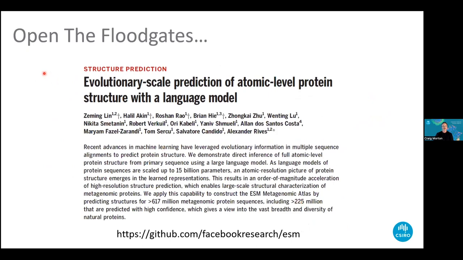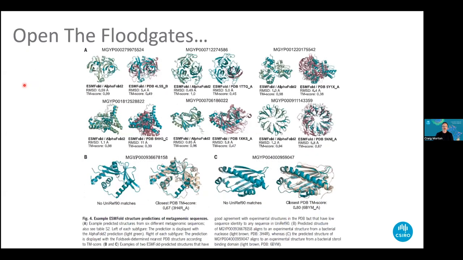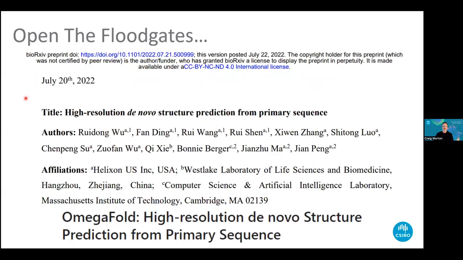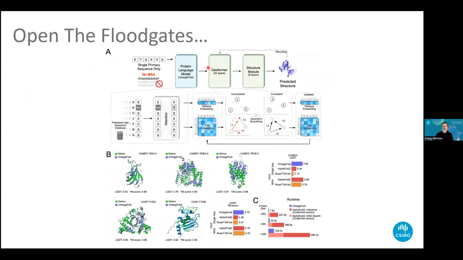As well as those sequence alignment-based approaches, there are now language models where you just take the sequence of amino acids and on the basis of the order of the amino acids, you can predict three-dimensional structures. So there's ESM, which does a remarkably good job of predicting three-dimensional structure purely from sequence without doing any sequence alignments. And there's OmegaFold, which does the same thing. High resolution de novo structure prediction from the primary sequence. Just a language model with geoformer and structure modules. And you can see that because it doesn't require sequence alignments, it's vastly faster. Down here, runtime is 7 seconds versus 227 seconds for AlphaFold 2.